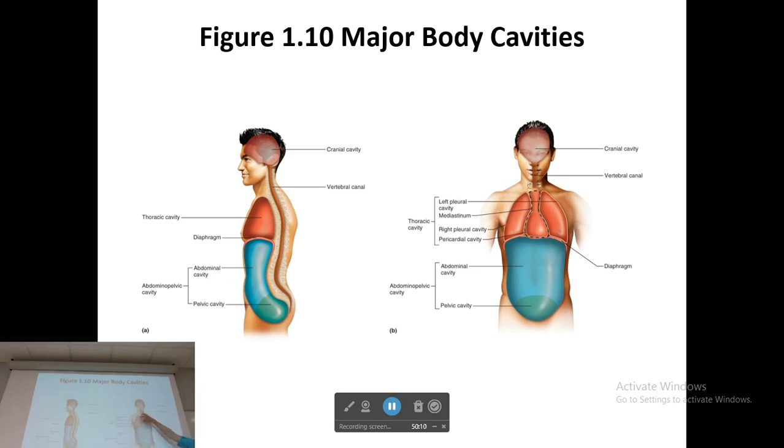You have the pleural cavities. Pleural is referring to the lungs, and pericardial is referring to the heart. When you get down here, you can see the diaphragm going all the way across there.